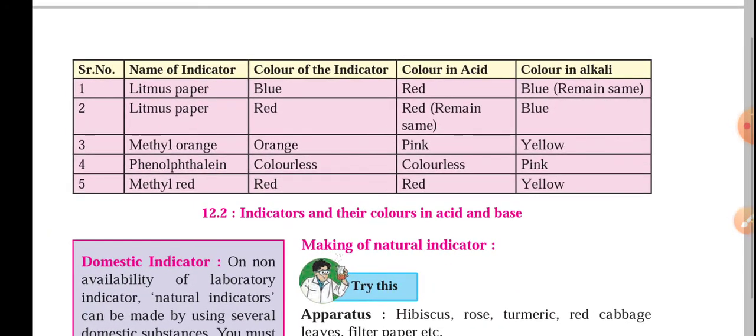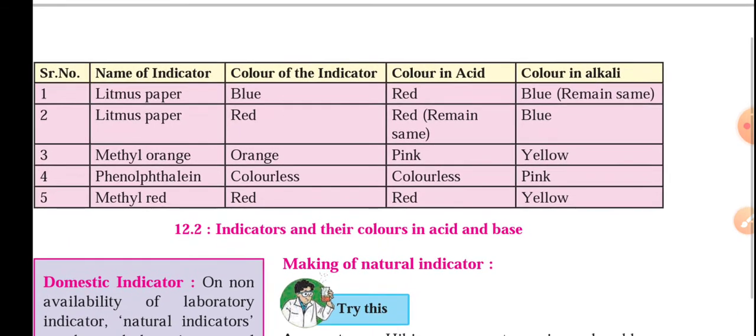Now here, how these indicators are helpful in identifying the different solutions or the samples. The name of the indicator they have given: litmus paper, blue and red is available, methyl orange is orange in color, phenolphthalein is colorless, methyl red is red in color. And which kind of color changes they are giving.